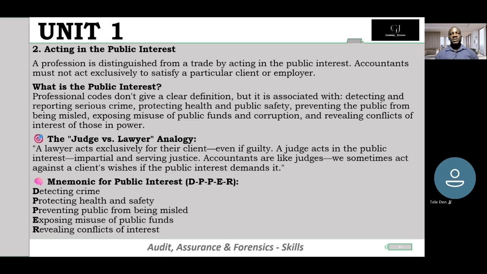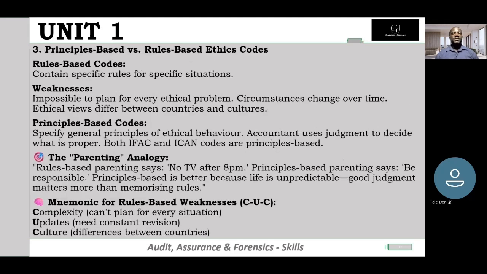D speaks to detecting crime. P speaks to protecting health and safety. And the other P speaks to preventing the public from being misled. Then E speaks to exposing misuse of public funds. And R speaks to revealing conflicts of interest. So acting in the public interest is a fundamental principle of accounting, very importantly.